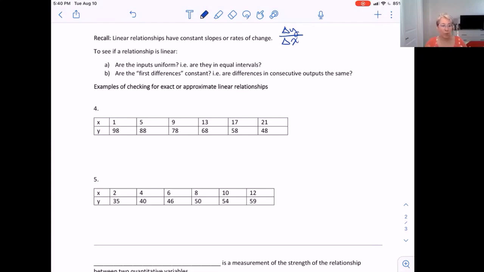So if we're given a table, like in examples 4 and 5, we first check, are the inputs uniform? In other words, are they of equal intervals? 3, 6, 9, 2, 4, 6, the same spacing. The second thing that we check is whether the first differences are constant. In other words, if you were to subtract consecutive output values, are they the same?